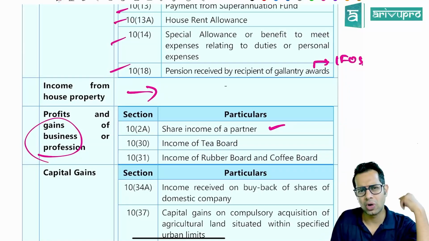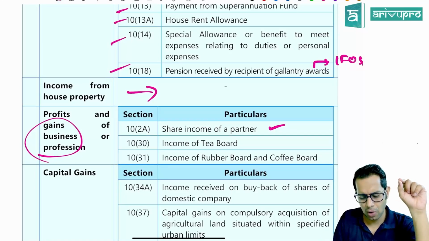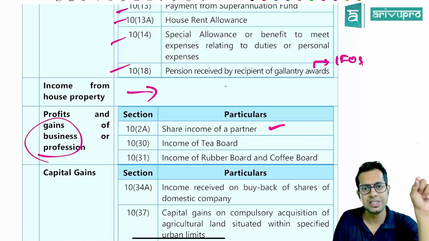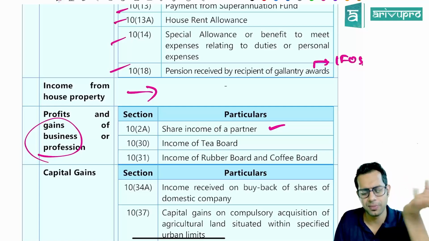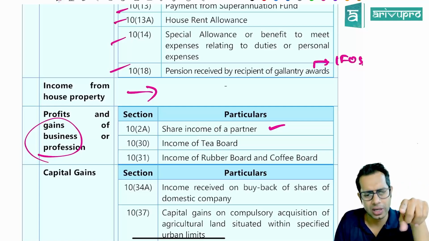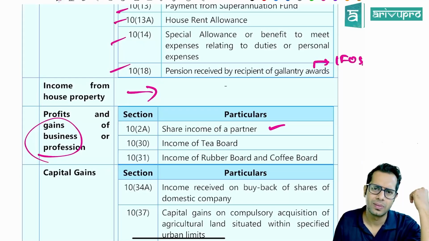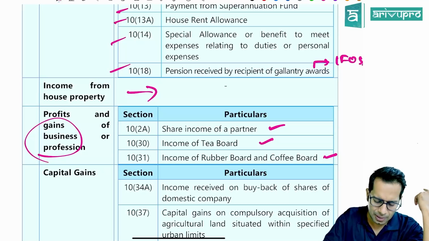Do you not know that whatever profit is earned by the partnership firm, and distributed by the partnership firm to the partners, it is exempt? Don't you know that? Yes, sir, we know that. So they have given that point over here. As simple as that. 10(3), income of tea board, rubber board, etc.